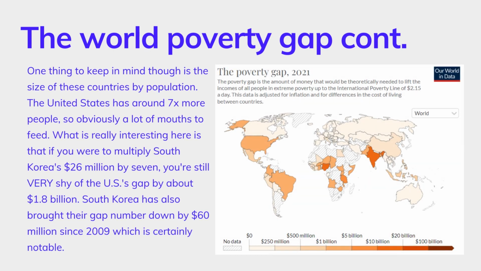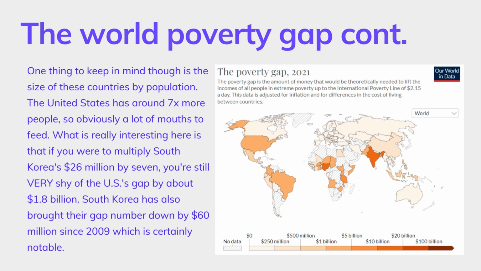And another thing to keep in mind is the size of these countries by population. So the United States has around 7 times more people, so obviously a lot of mouths to feed. What is really interesting here is that if you were to multiply South Korea's 26 million by 7, you're still very shy of the US's gap by about $1.8 billion. So it just shows that South Korea is doing a very good job at keeping that number low, and they have actually brought the gap number down by $60 million since 2009, which is certainly notable.